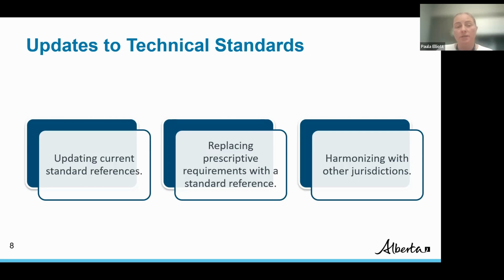As it relates to updating technical standards, for every part that we reviewed, technical standards were updated in every area. So there may actually be other areas of code, though, that don't have updated references to technical standards, but that work will come.